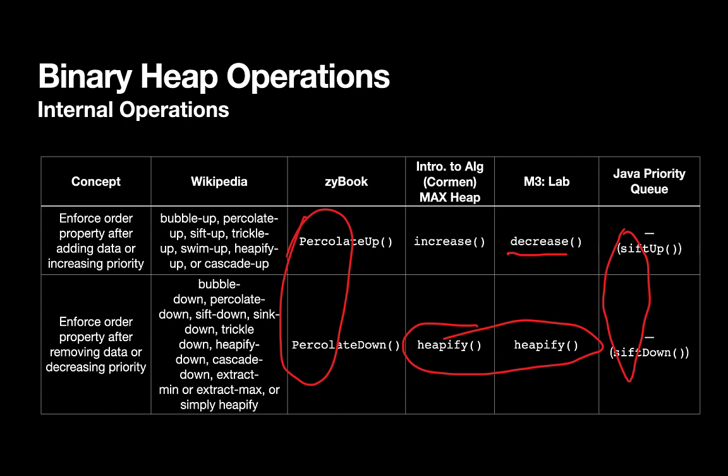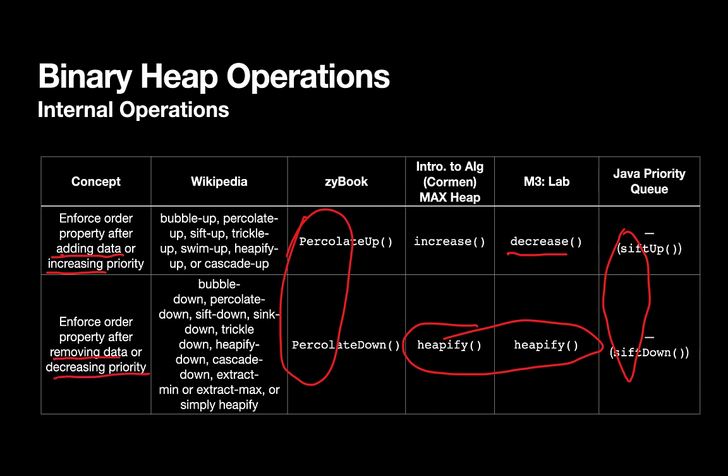Okay, so those are kind of internal operations that are needed to maintain the order property of the heap. And oftentimes that while loop that we looked at will be broken out into a separate function, a separate method, so it can be used for these two different reasons: for dealing with adding data and increasing the priority. Those are two separate things.